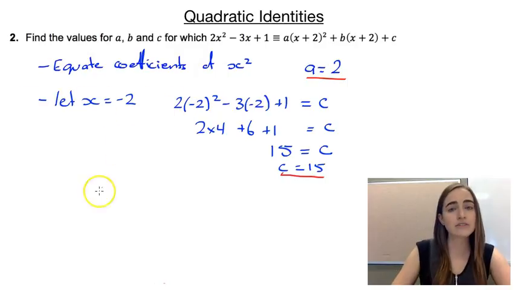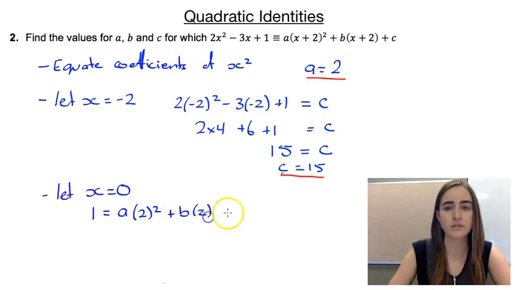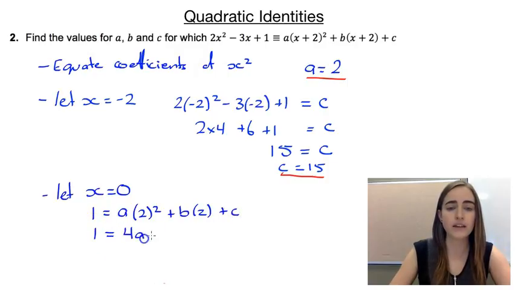And then we need to pick another value for x. So again, x equals 0 is usually a pretty nice one to pick because it makes this right-hand side really easy. So that's going to give 0 minus 0 plus 1. So we're just going to have 1 is equal to, and that's going to give us a outside of 2 squared plus b outside of 2 plus c. So that's going to give us 1 equals 4a plus 2b plus c.